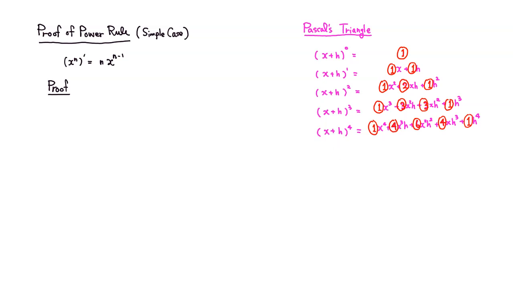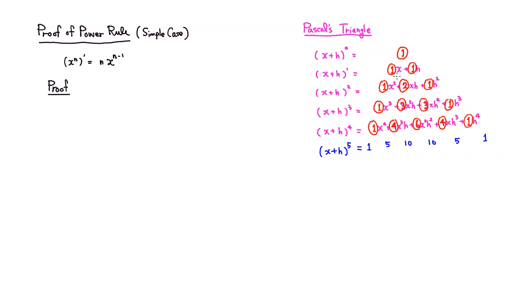If you were to do the next one, which is (x + h) to the 5th power, we know that it's going to start with 1. Then you're going to add those guys up. So it's going to be 5 here, that's going to be 10 here, another 10 here, and 5 there. And we know that the last one is 1.